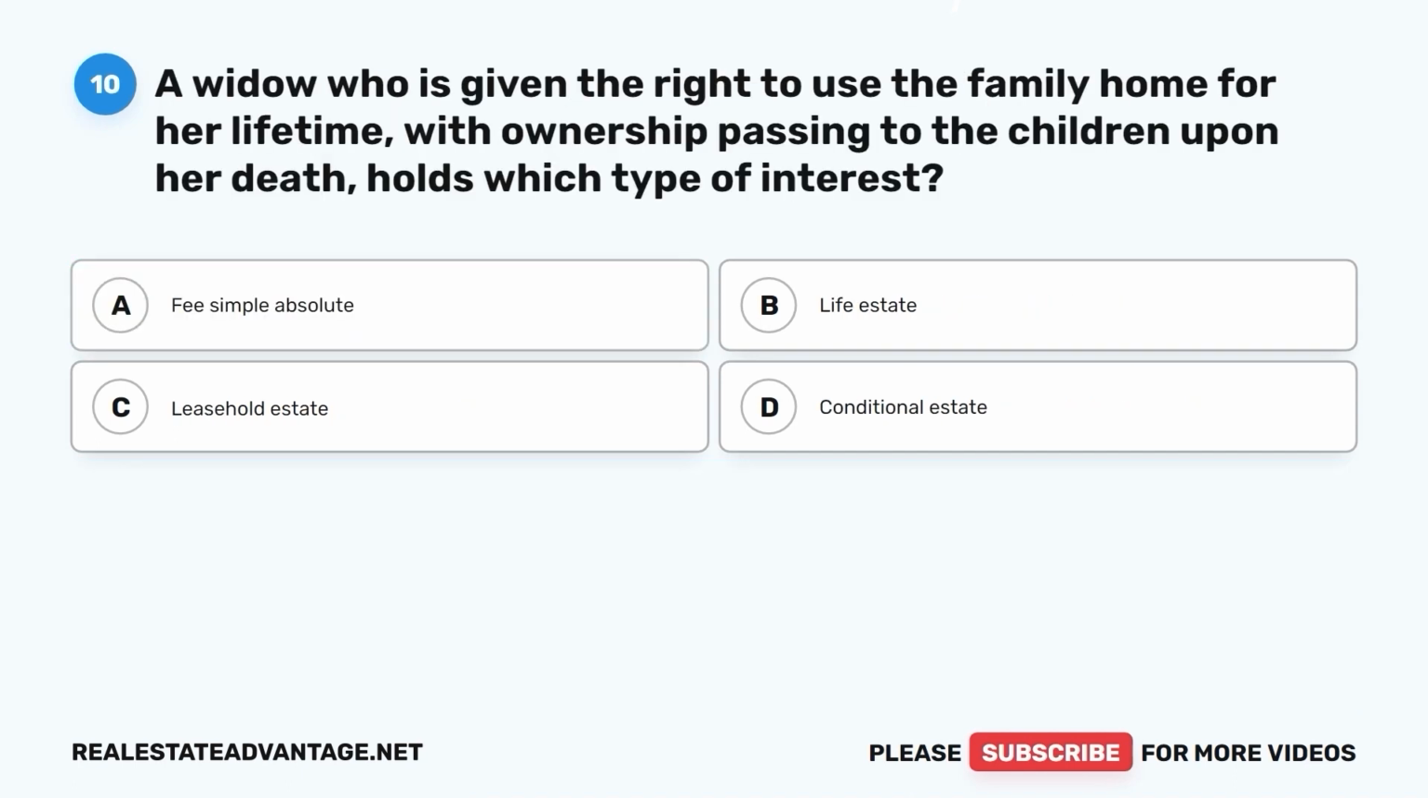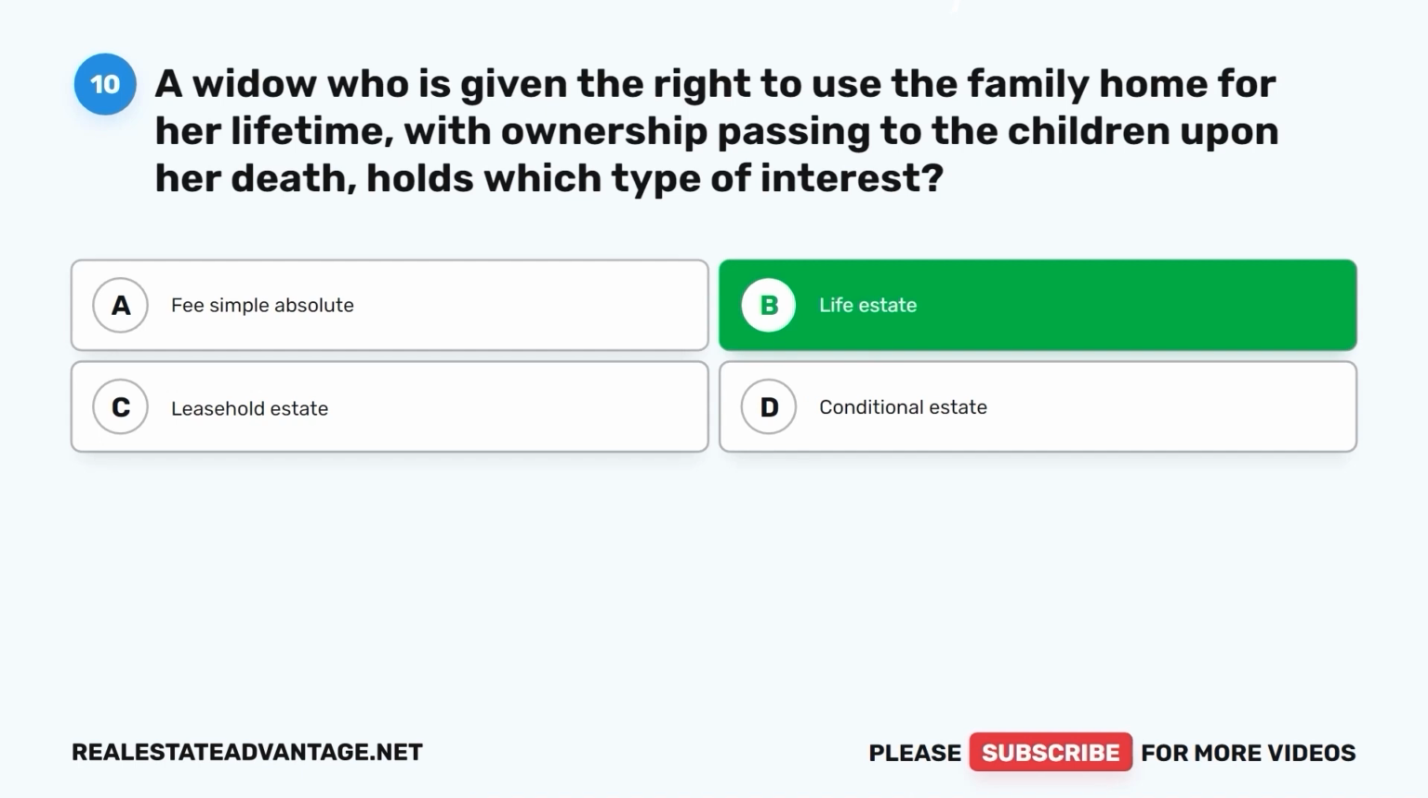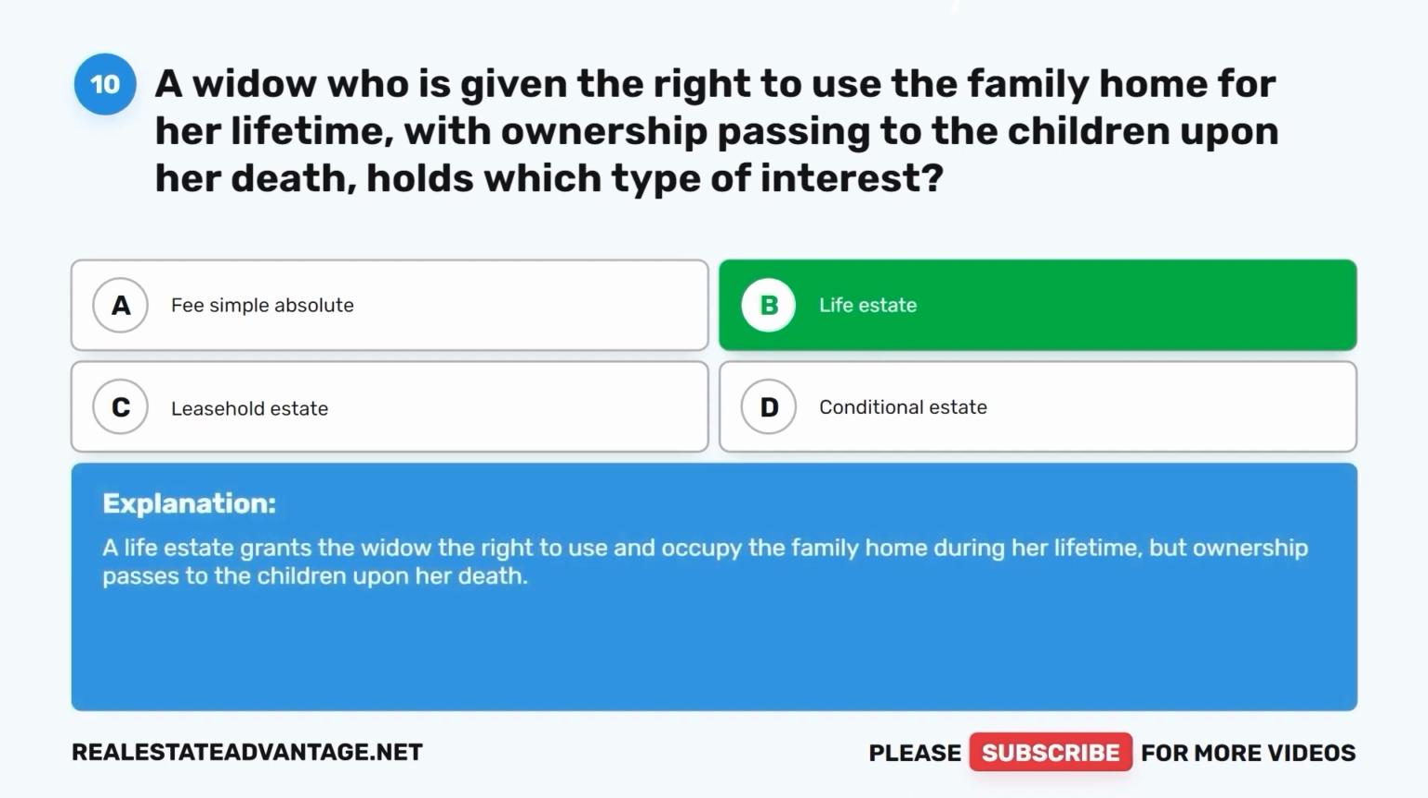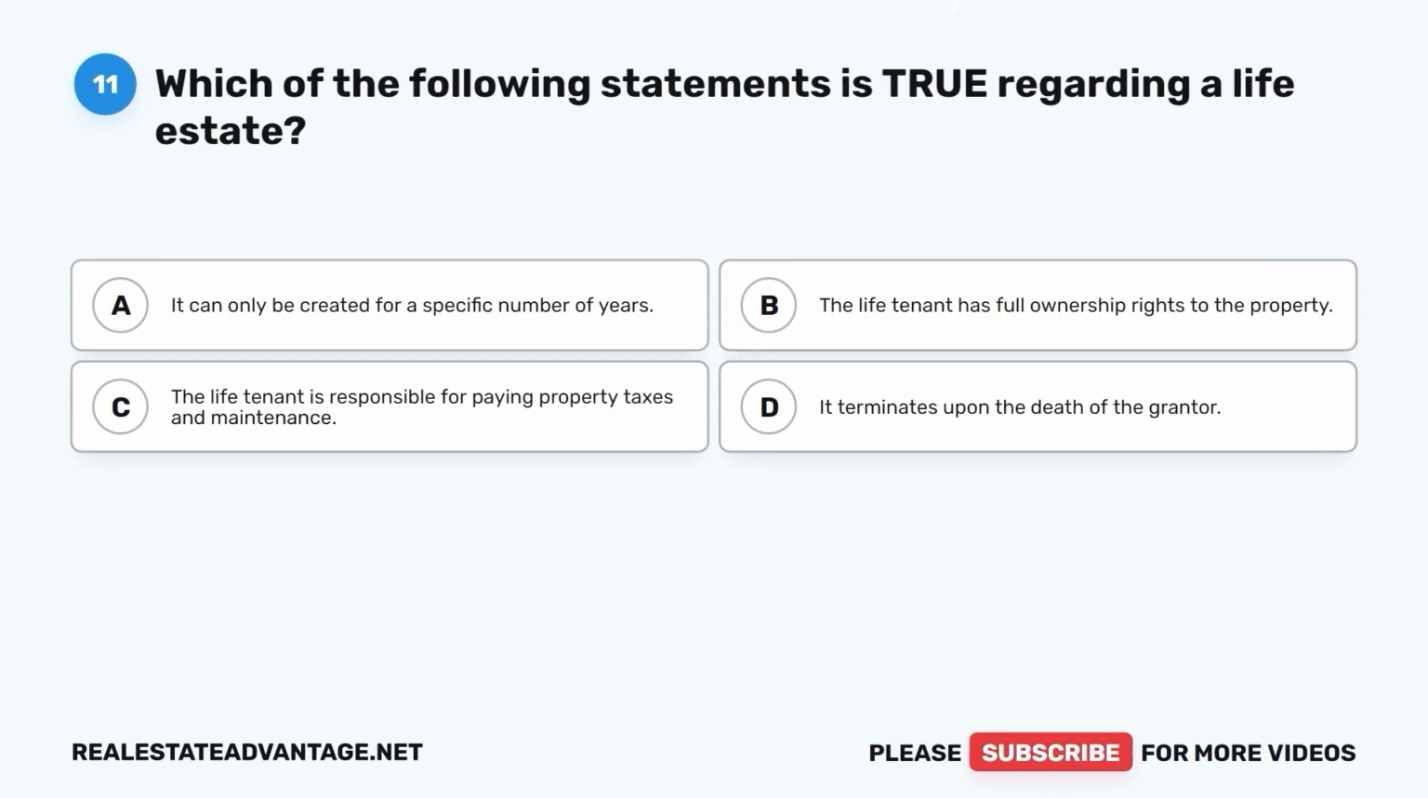Question 10. A widow who is given the right to use the family home for her lifetime, with ownership passing to the children upon her death, holds which type of interest? A. Fee simple absolute. B. Life estate. C. Leasehold estate. D. Conditional estate. The correct answer is B. Life estate. A life estate grants the widow the right to use and occupy the family home during her lifetime, but ownership passes to the children upon her death. Question 11.